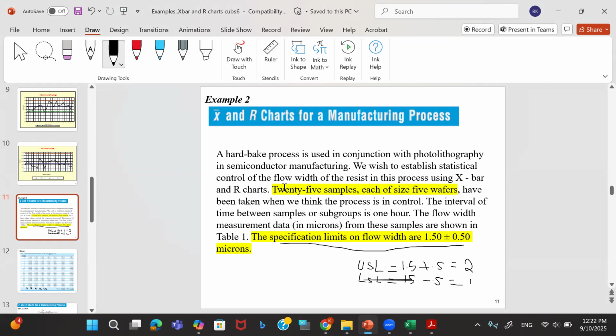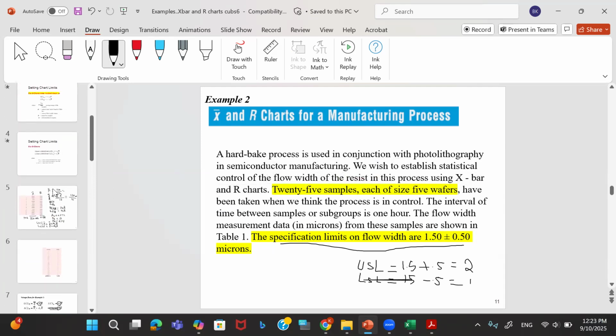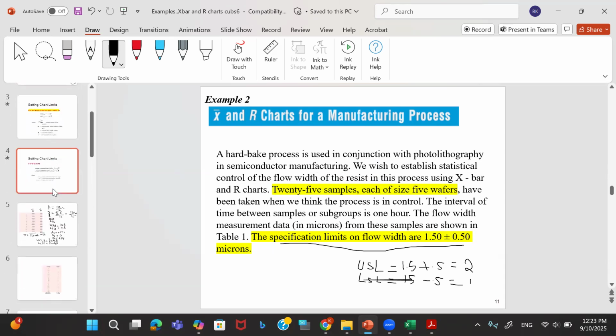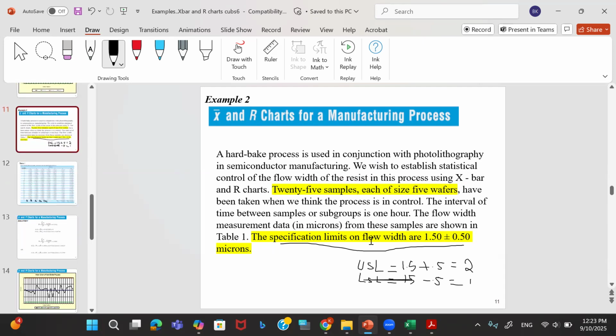This is a similar example where you need to read the question. So a hard bake process is used with some technology. We wish to establish statistical process control for the flow width of the resist process using X bar and R charts. As we said, we are only using X bar and R charts. In the book, they have several charts. Just study the X bar and R chart and use these equations. Don't use the equations from the book. These are easier. The book uses different formulas. Just use these formulas, okay, which I'm giving you.